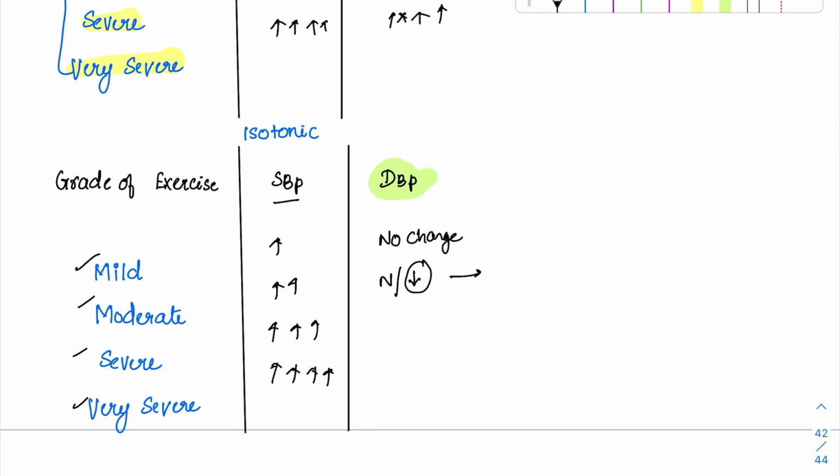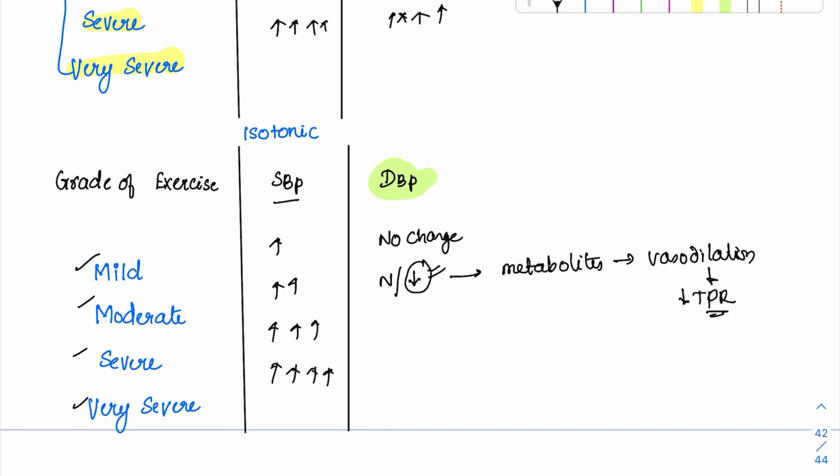Because whenever a person is doing an exercise where contraction and relaxation are happening, there will be accumulation of metabolites, and these metabolites will vasodilate. So whenever vasodilation happens, what is going to happen? There is a reduction in total peripheral resistance. So whenever there is a reduction in total peripheral resistance, there can be a decrease in diastolic blood pressure.